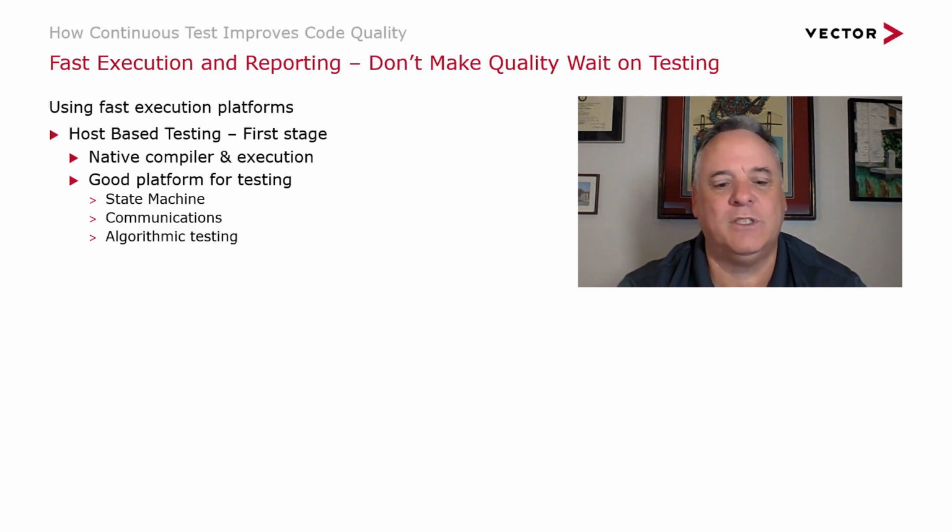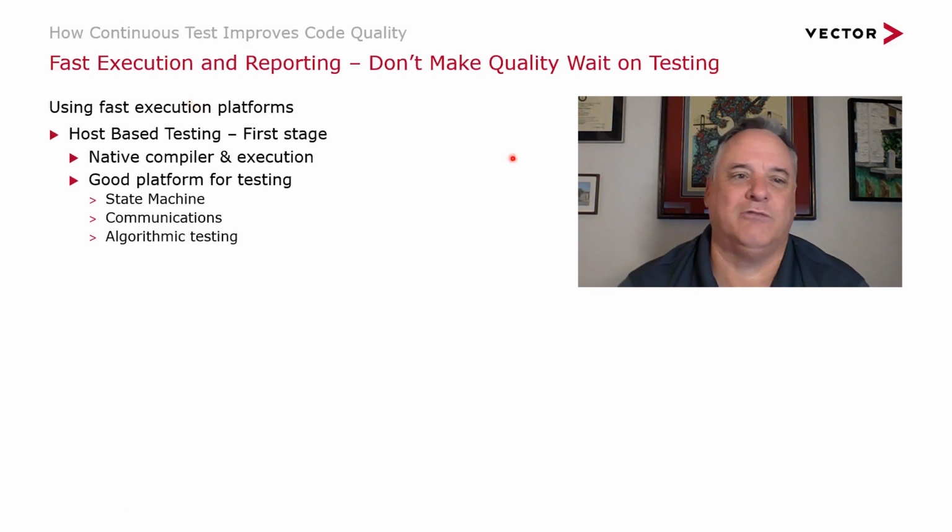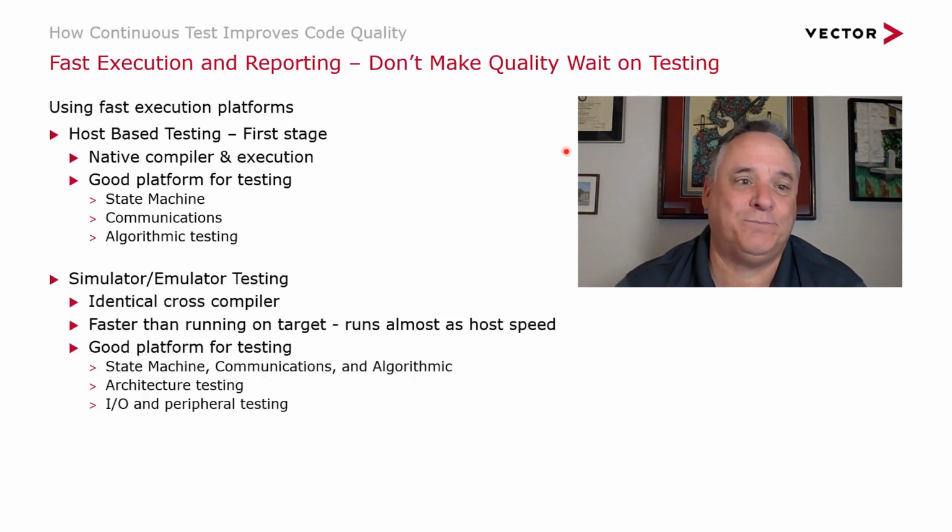And different platforms that you run your tests on have different trade-offs for capability and execution speed. So the first one almost everybody starts with, using these fast test platforms, is host-based testing. Host-based testing is usually where folks start off. They use the native compiler for Windows or Linux, and they do native execution. These are really good platforms for doing things that don't require the hardware. So state machine testing, communication path testing, and algorithmic testing. Those 3 things are ideal for running host-based tests.